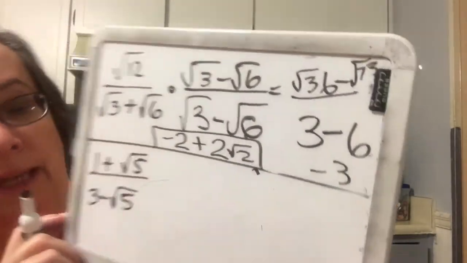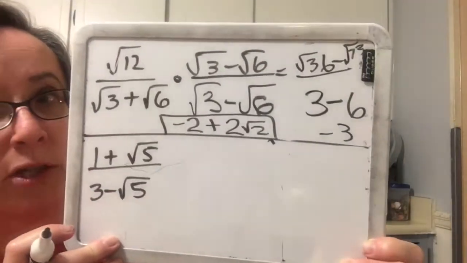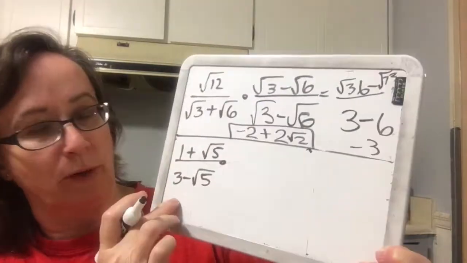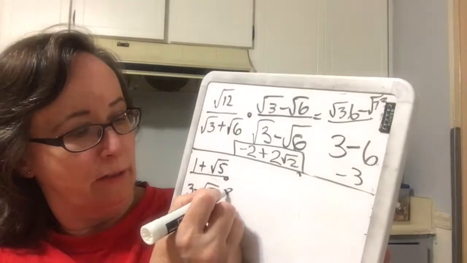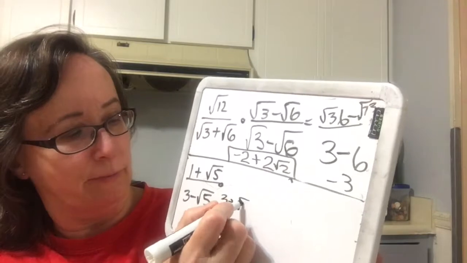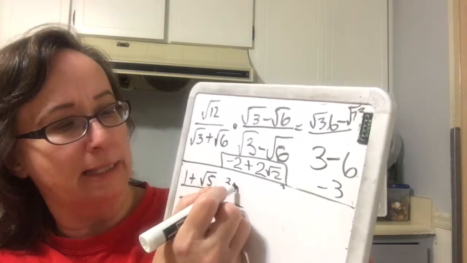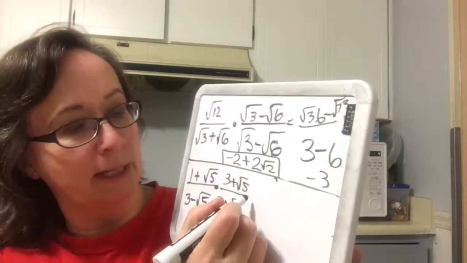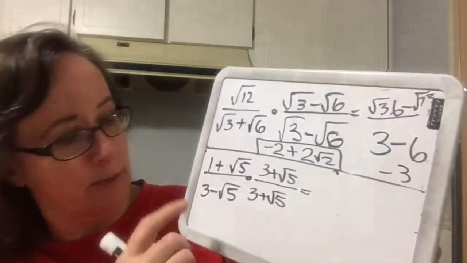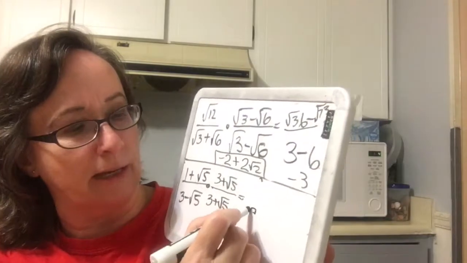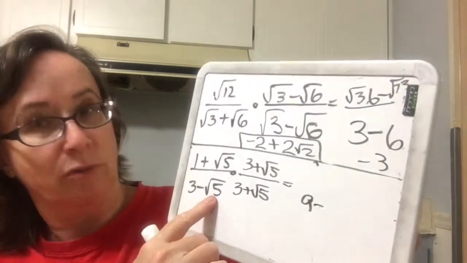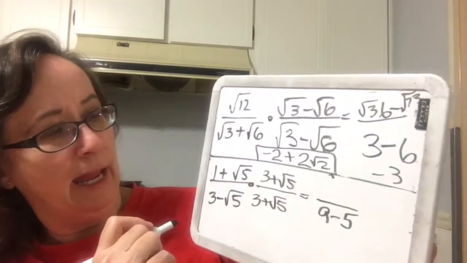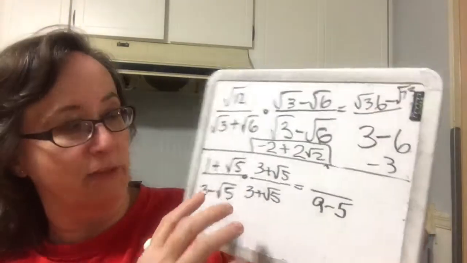Okay, the next one has one radical but 2 terms in the denominator. So we're going to multiply this one by 1 in the form of the conjugate of the denominator, 3 plus the square root of 5, over 3 plus the square root of 5. The denominator is going to be a squared minus b squared, or 3 squared, which is 9, minus the square root of 5 squared, which is 5. And the numerator is going to have to FOIL.